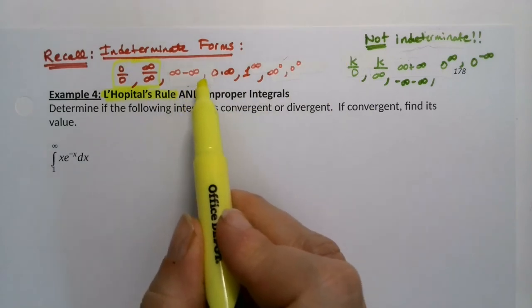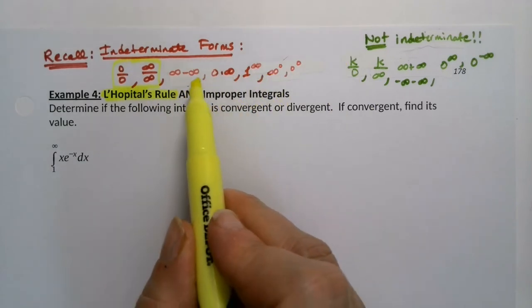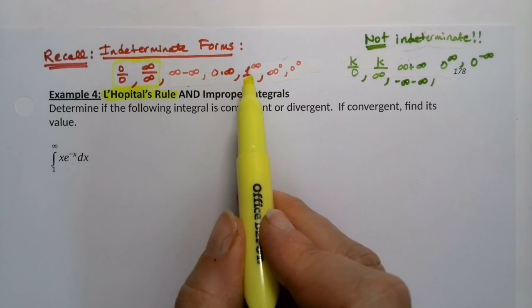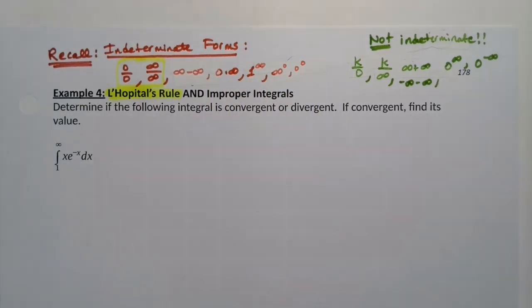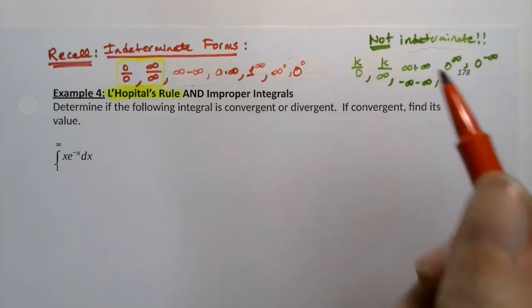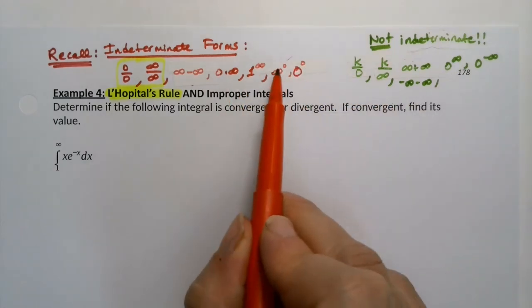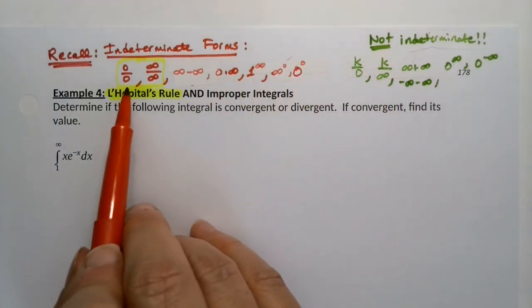And then there are also these other indeterminate forms: infinity minus infinity, 0 times infinity, 1 to the infinity, infinity to the 0, and 0 to the 0, even though that looks really tiny, but it's 0 to the 0. Those ones all have to be manipulated so that you can use L'Hopital's rule.